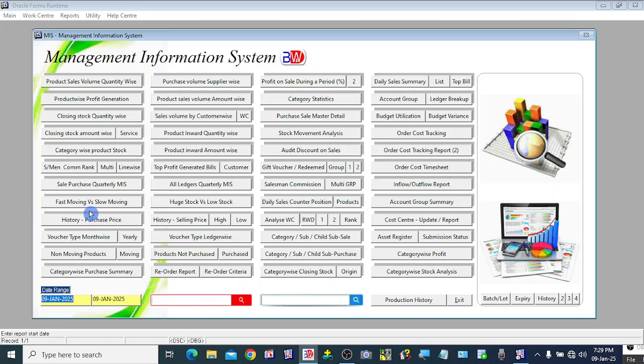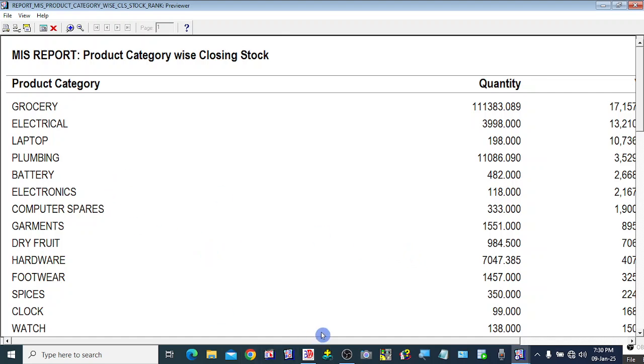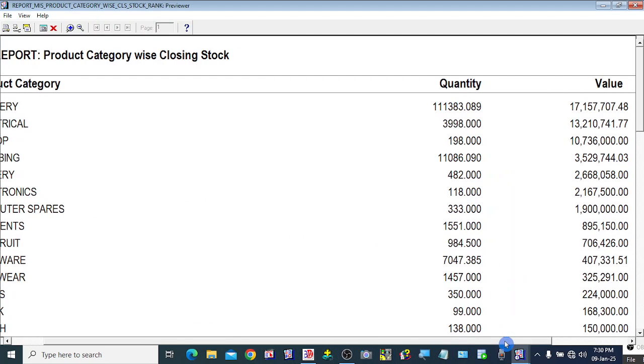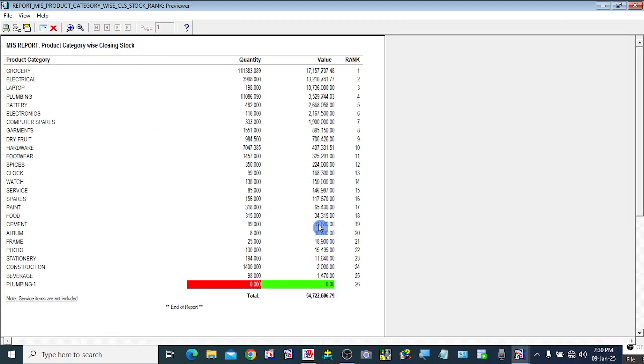If you want to know the category wise product stock information, by clicking this category wise product stock button, you can generate a report showing how many categories you have defined in the system, and in each category what is the current quantity in stock in hand, and the quantity is worth how much amount, that we can see in this report on a rank wise method.